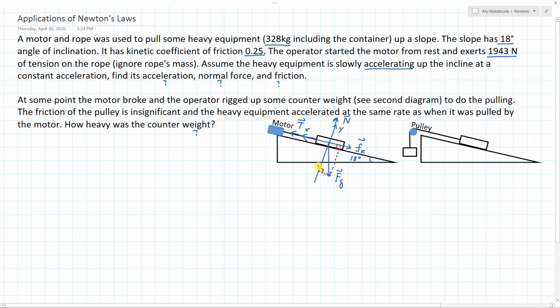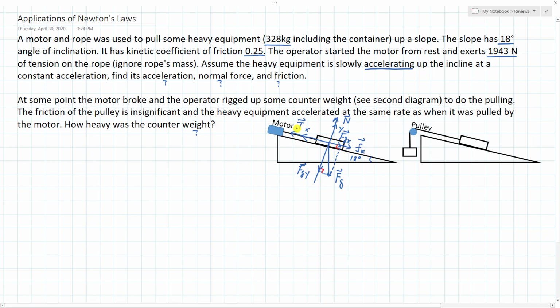Okay, so this downward component of gravity, we can call it Fgy or Wy, and this component that pulls the heavy equipment down the inclined plane, we can call it Fgx, or Wx, whichever notation your textbook uses for gravity.